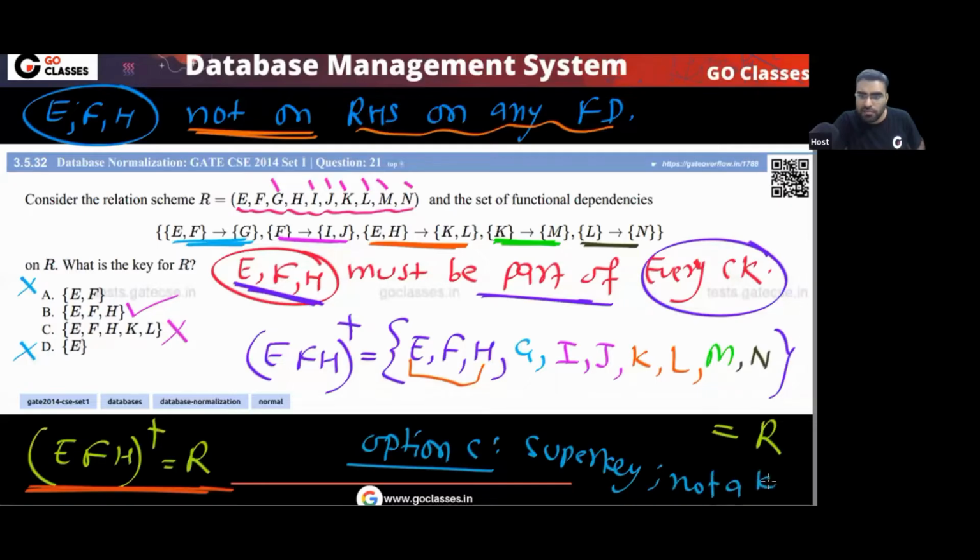Not a key. Remember, key means candidate key. I told you, when you see this word key, this means candidate key by default. So here, the answer will be option B. The answer will not be option C, because option C is a super key, but it is not a candidate key. So your answer will be option B.